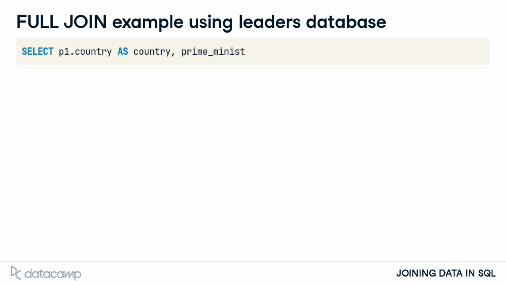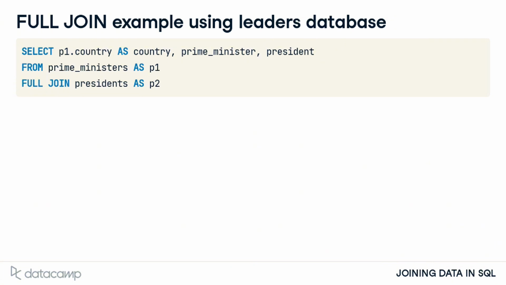The select statement starts us off by including the country as well as the prime minister and president fields. Next, we specify prime ministers as our left table and alias this as P1. Note that order of tables matters here, and if we switched the order, the records would be ordered differently depending on how prime ministers and presidents are ordered in the tables. We then add the full join query and add presidents as the right table using alias P2.